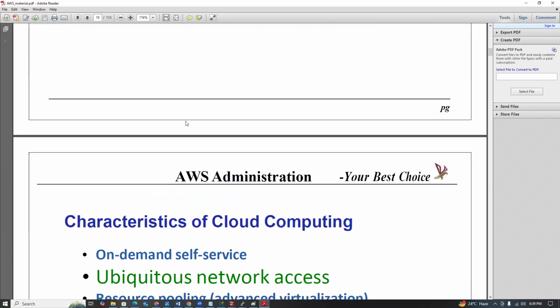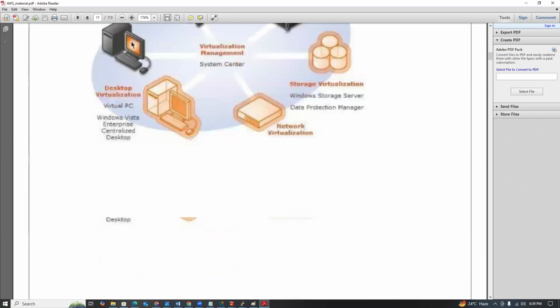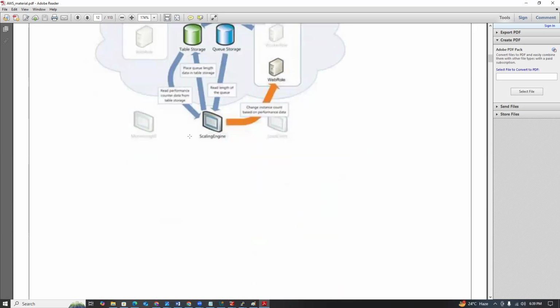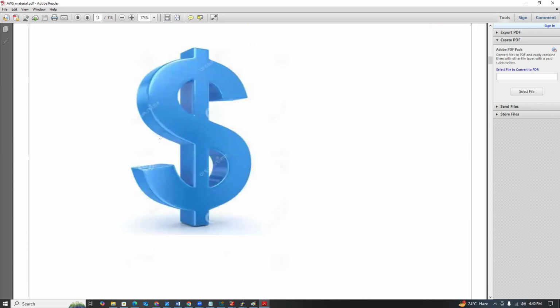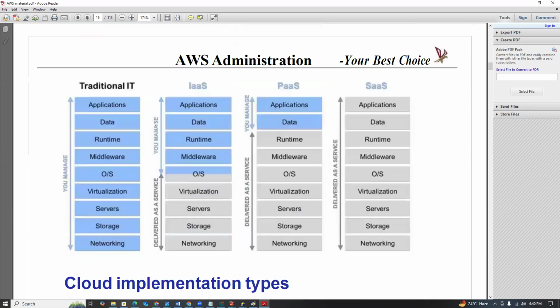Who are the cloud providers, guys? Amazon created AWS, Microsoft created Azure, Oracle created OCI, IBM created IBM Cloud, and Google created GCP, right? And Alibaba. These all are cloud services.